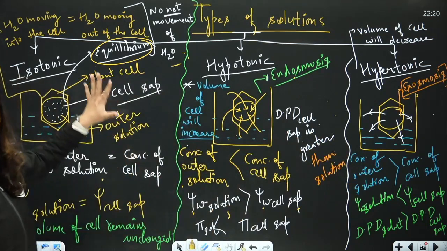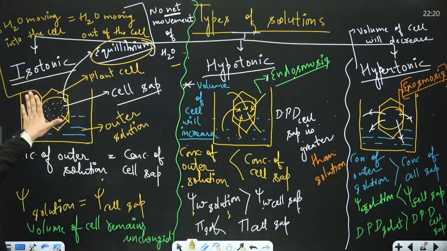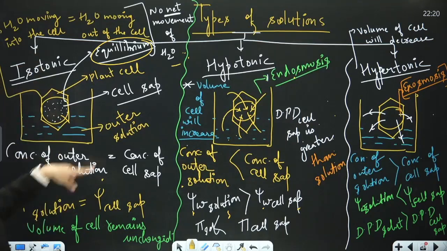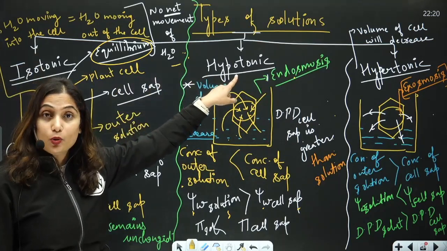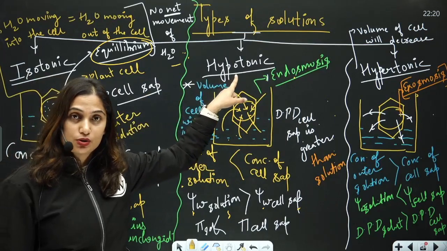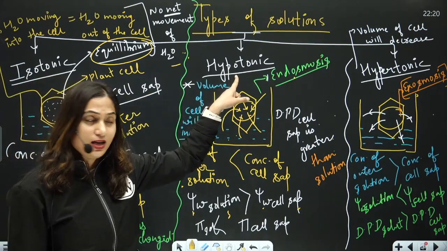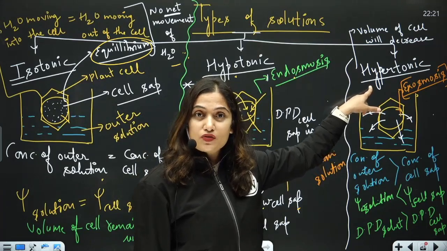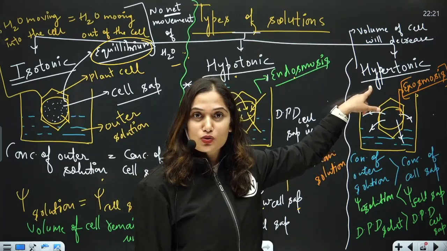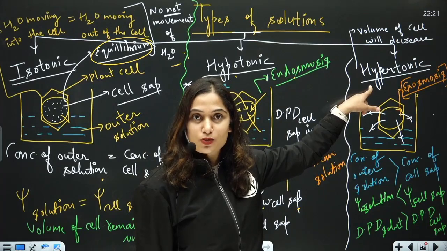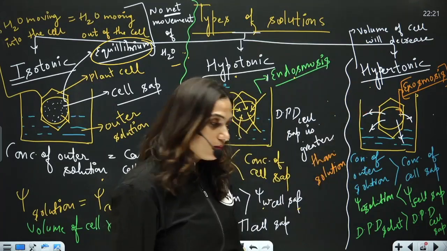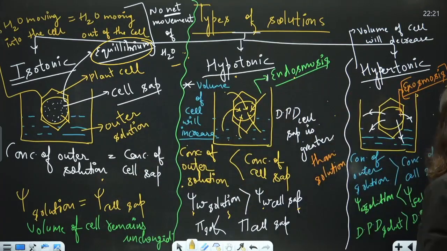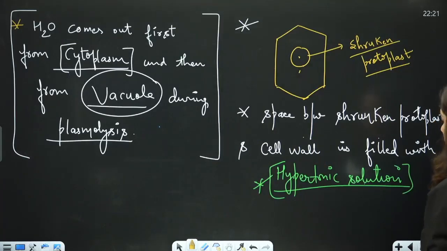So when you put a plant cell in isotonic solution, there will be no change in the volume of the cell. When you put a plant cell in hypotonic solution, endosmosis will occur and the volume of the cell will increase. When you put a cell in hypertonic solution, the volume of the cell will decrease and exosmosis will occur, and this is the basis of plasmolysis, right? So let's move on. What is plasmolysis actually?